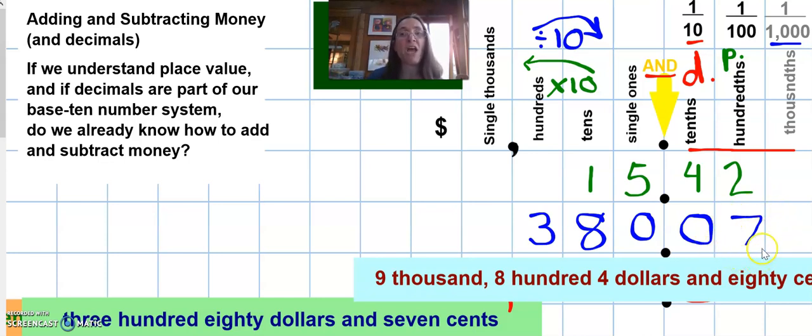7 pennies are 7/100ths of a dollar. So I need to get that 7 into the hundredths place, and our hero 0 is helping us out. We love you, 0. All right.